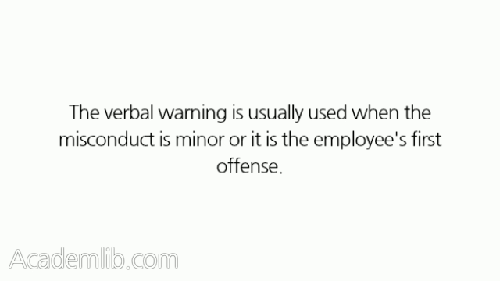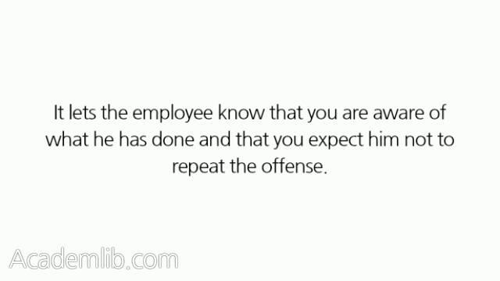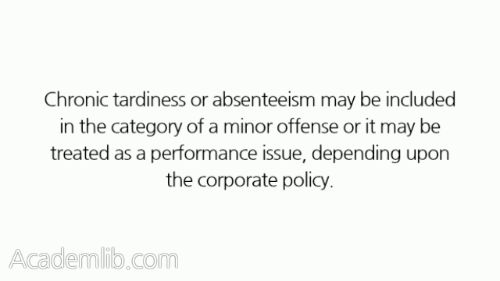The verbal warning is usually used when the misconduct is minor or it is the employee's first offense. It lets the employee know that you are aware of what he has done and that you expect him not to repeat the offense. Chronic tardiness or absenteeism may be included in the category of a minor offense, or it may be treated as a performance issue, depending upon the corporate policy.